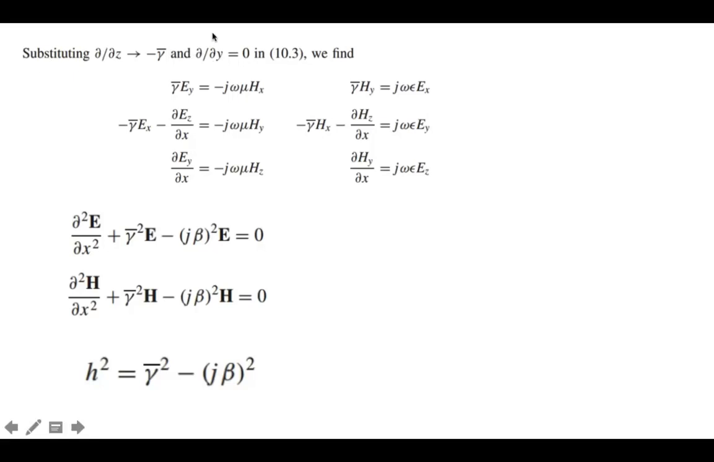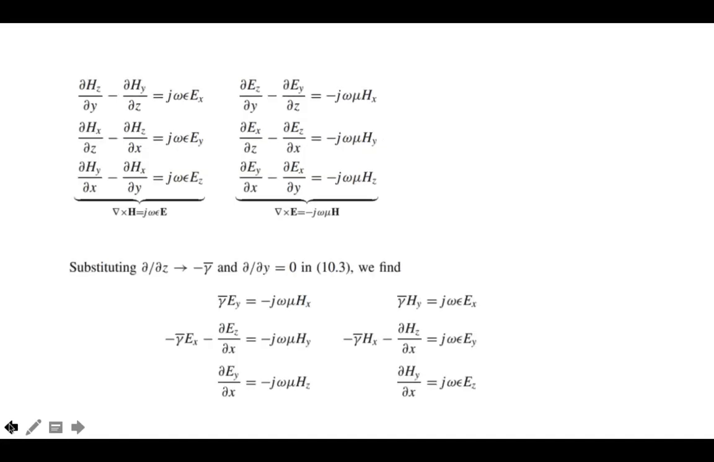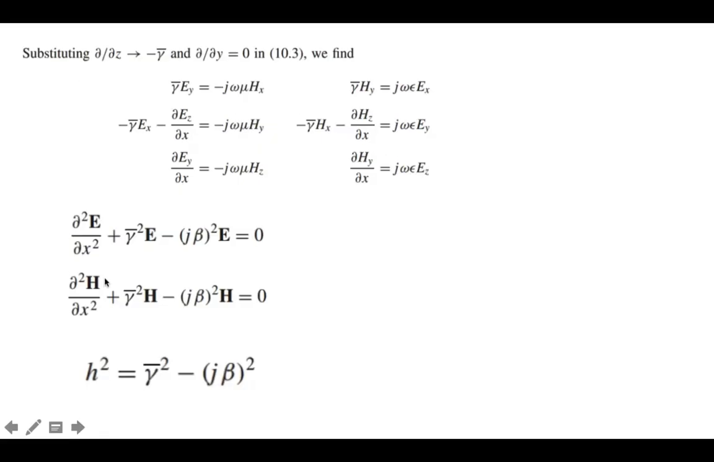So when we apply both of these, we find that Maxwell's equations, which were given in general form here for the curl of H and the curl of E, when we plug in 0 for derivatives with respect to y and we bring down the minus gamma for derivatives with respect to z, we find that those equations reduce to these. And when we do a similar thing in the wave equations, we find that the wave equations for E and H respectively are given by these two equations.